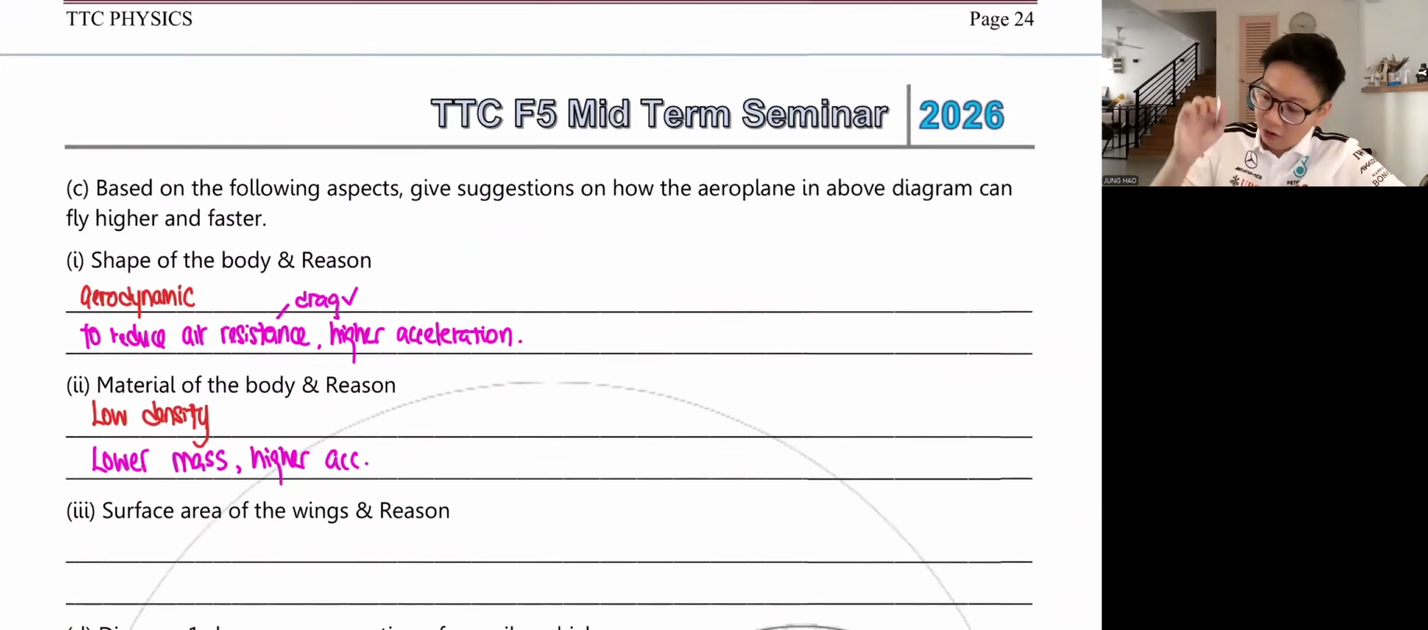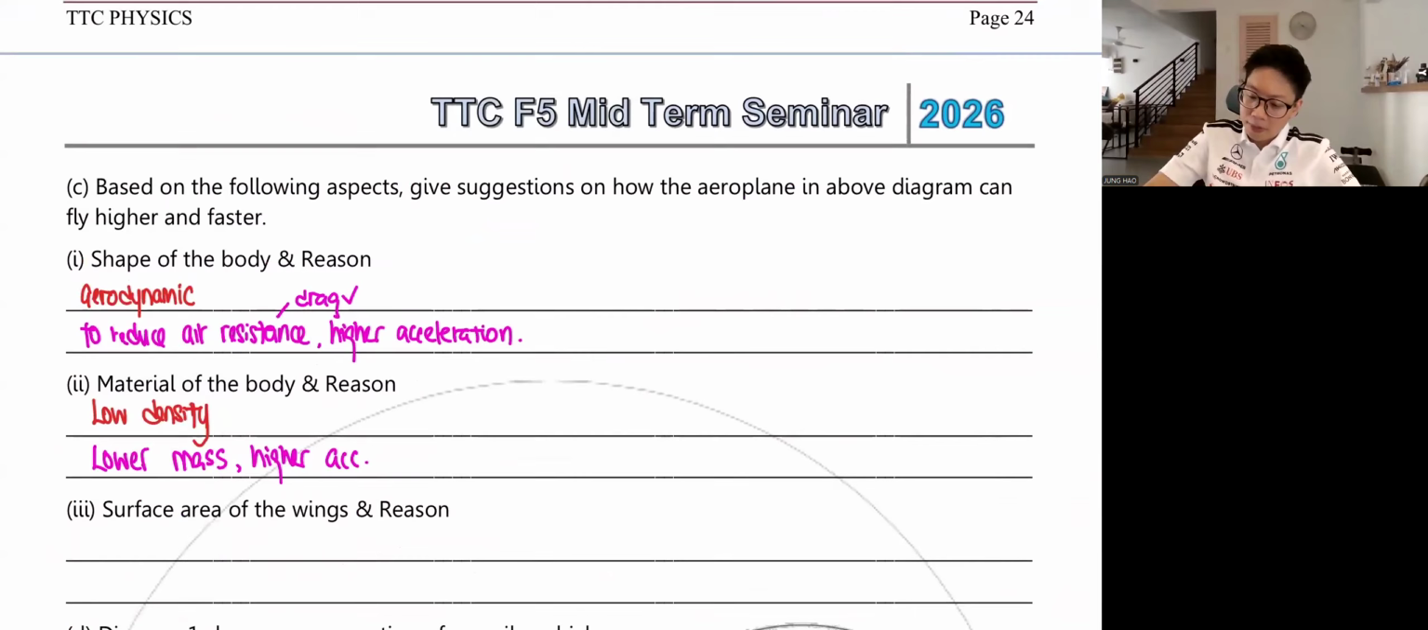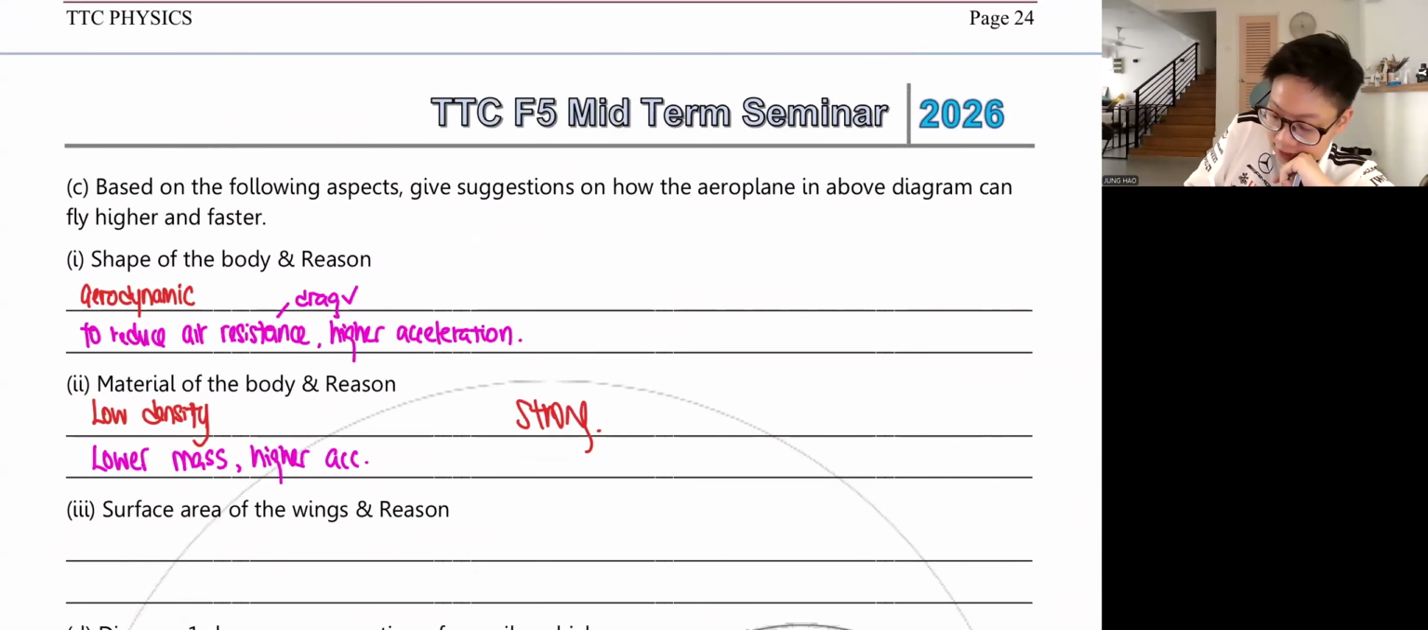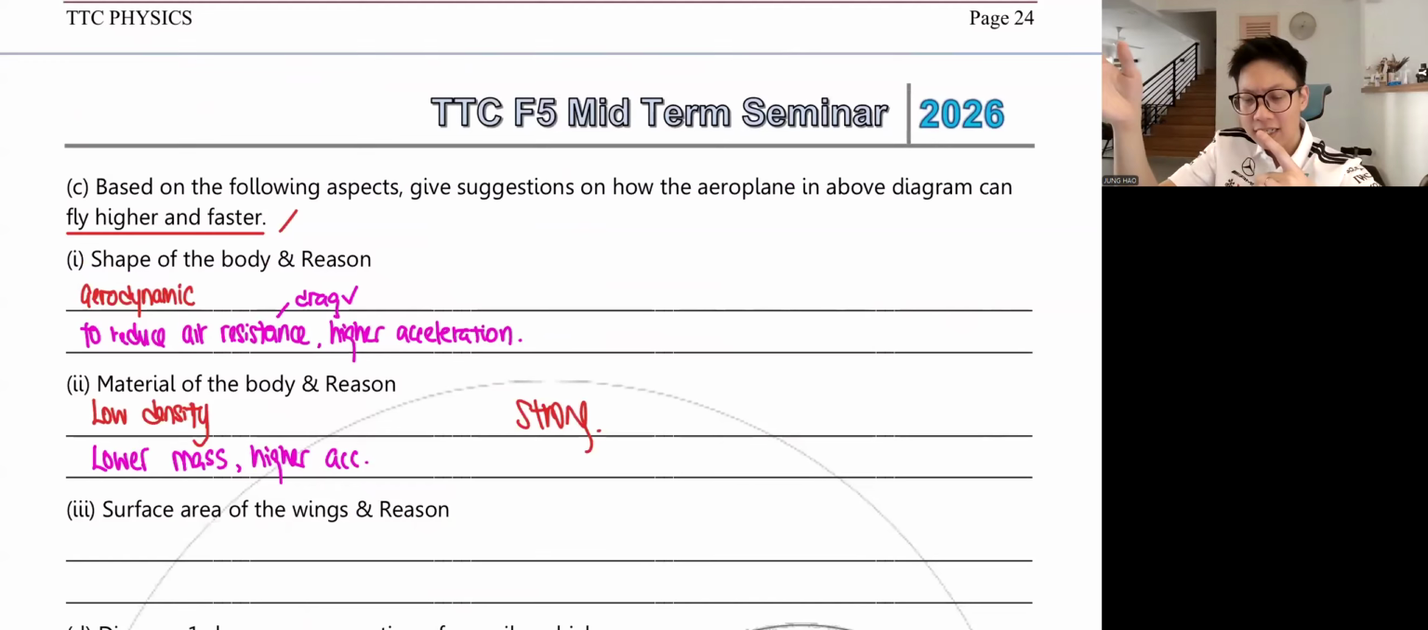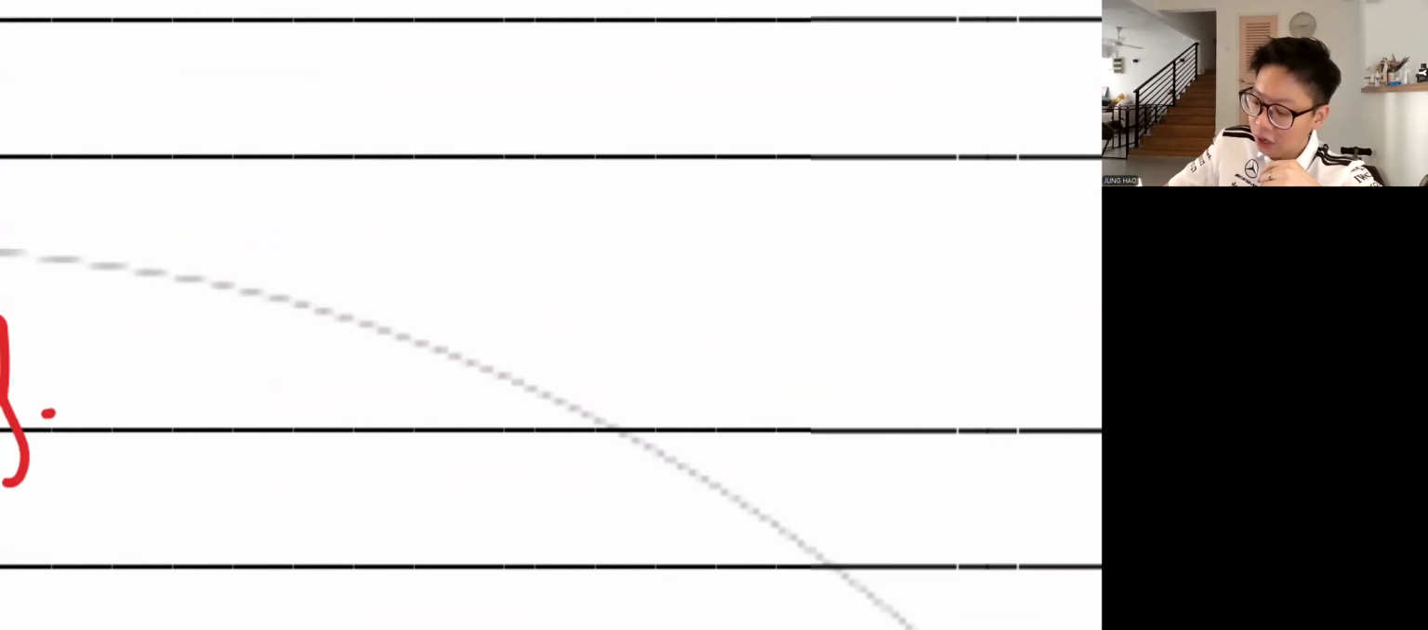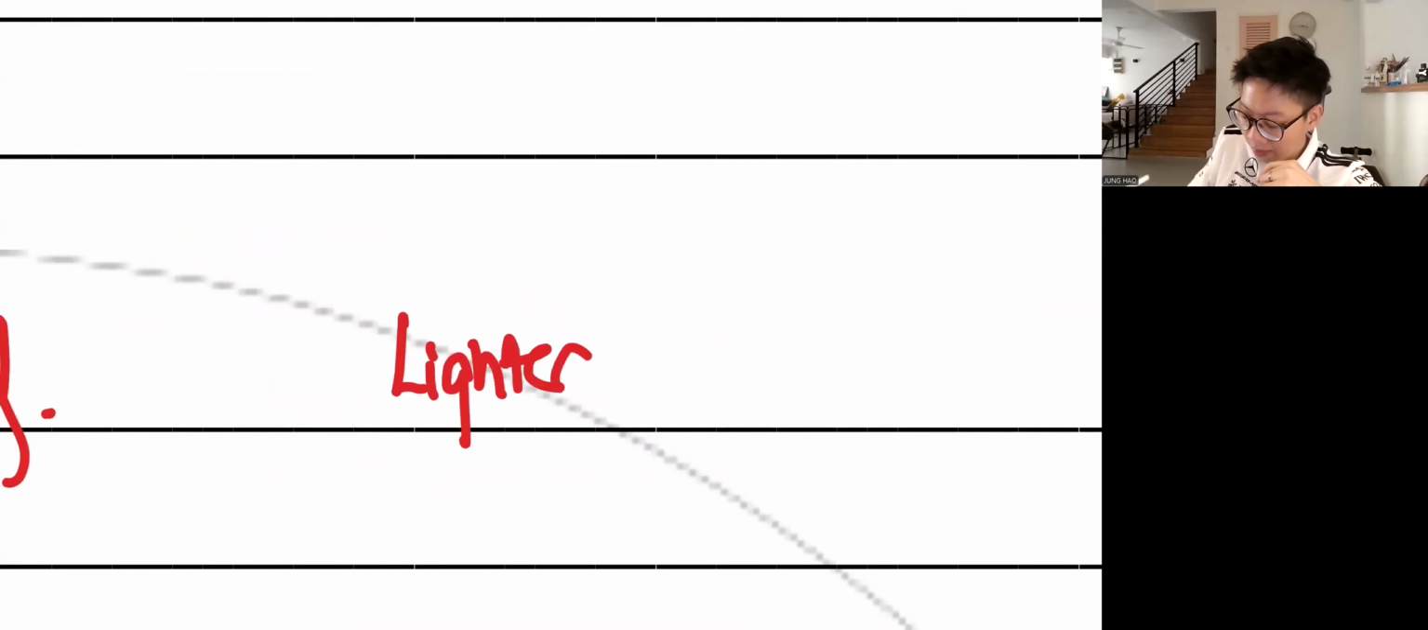Or you can even say, for example, it will be strong. A lot of people like to ask me, teacher, can I write strong? Okay, you must read the question. It depends on the question. So this is fly higher and faster. They never mention that this thing needs to go to war or what. Lighter is the most important. Okay, but teacher, can I straight write lighter? Lighter is not a physics term. Mass is a physics term.